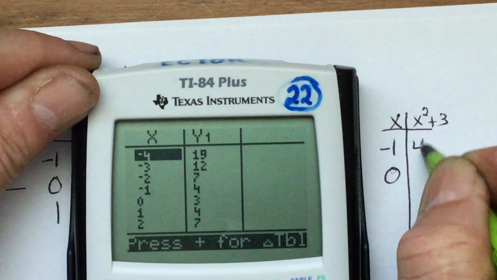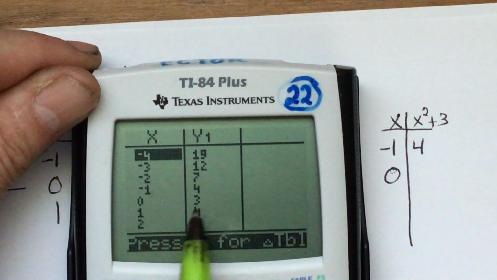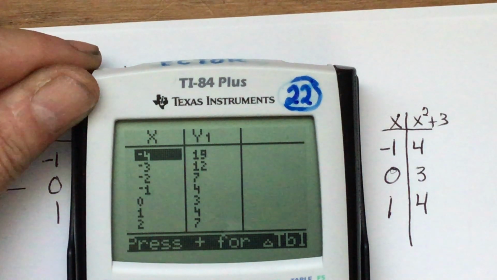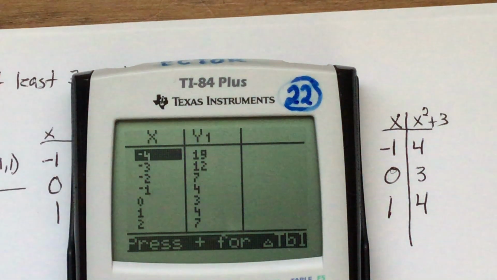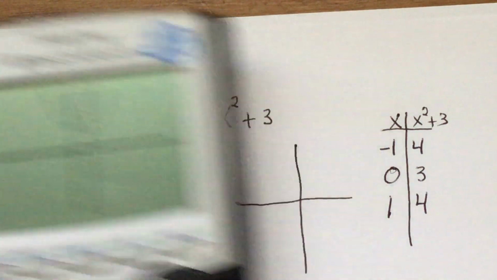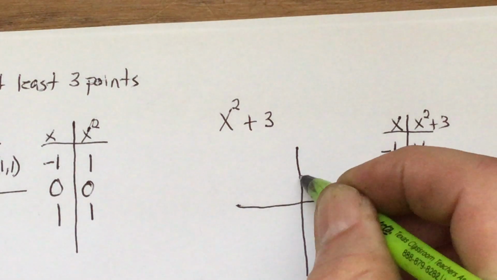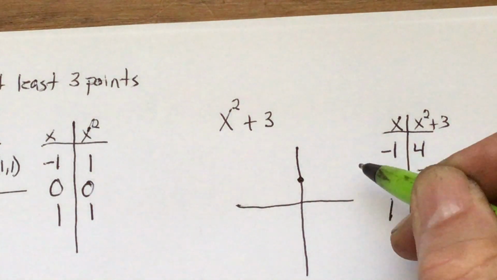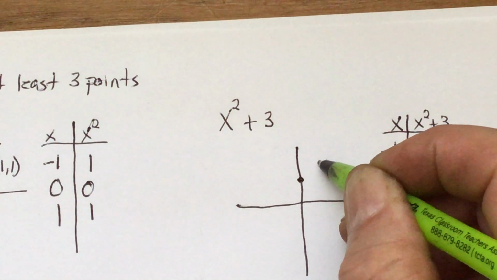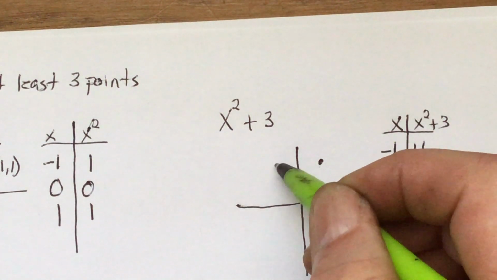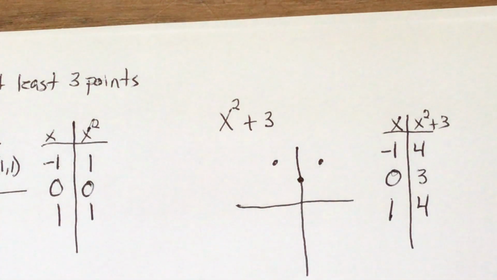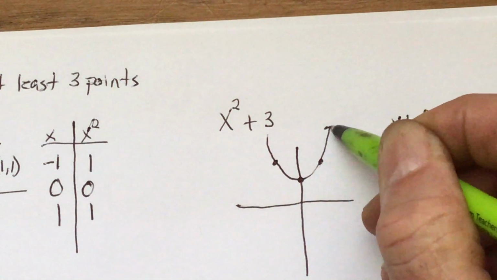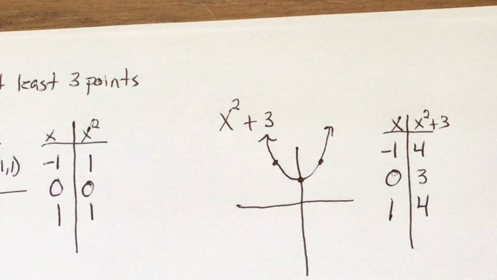So -1, 4, 0, 3, and 1, 4. And now I can go ahead and plot those points and draw the graph to look like that. So let's see, we'll call this 3. So 1, 4 is going to be about right there. -1, 4 about right there. And we just draw the U shape. It's done.